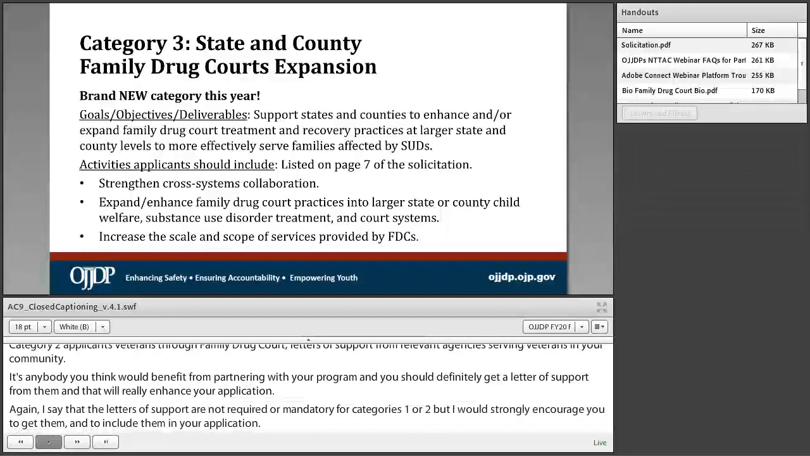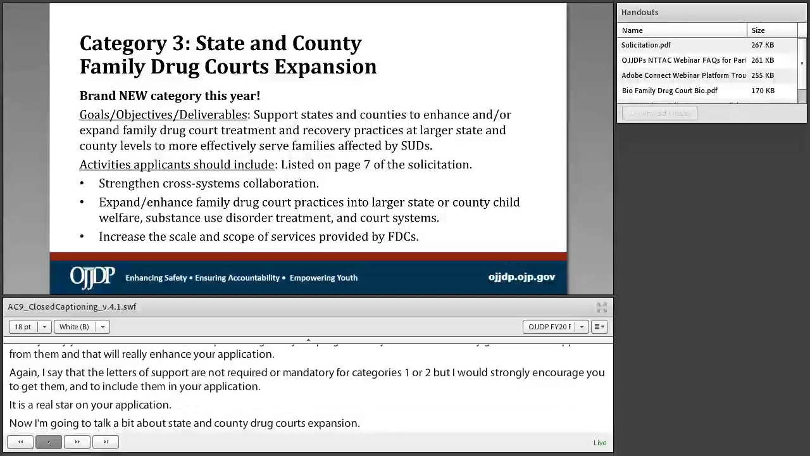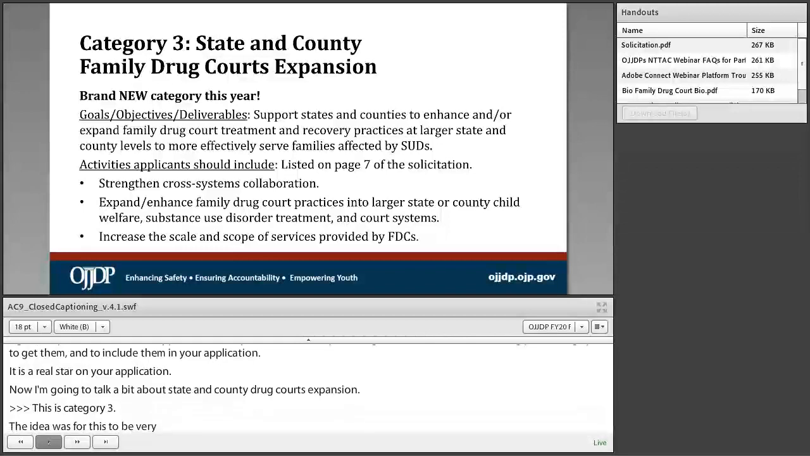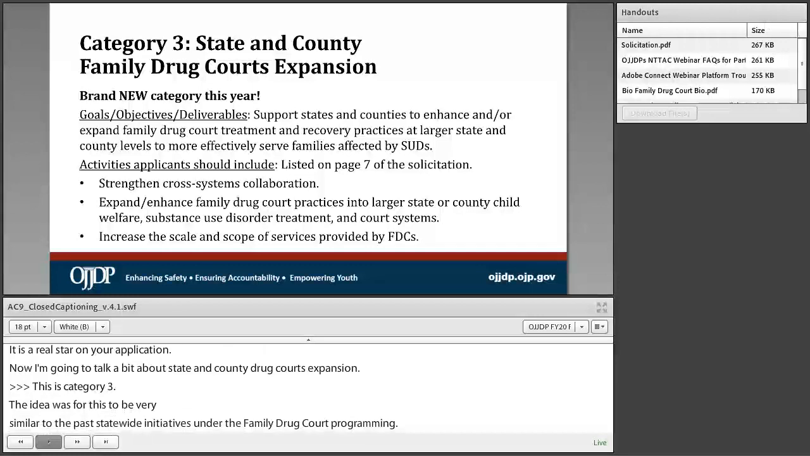Now I'm going to talk a bit about state and county drug courts expansion. This is category 3. As I said, the idea was for this to be very similar to our past statewide initiatives under family drug court programming, but we made it a little different this year. It's a lot less prescriptive, and the idea really is to support states and large counties.